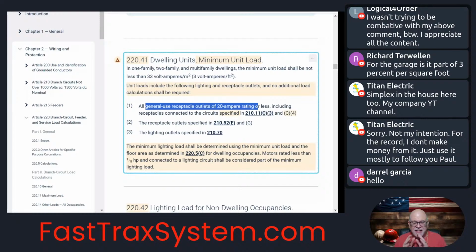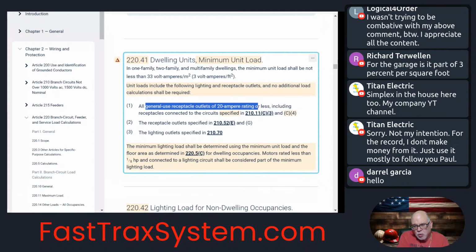Okay, so that's not the same as the required at least one 20 amp branch circuit to the bathroom. We're talking about a load calc here. And so we don't have to account for any additional VA for that garage. We don't have to count any additional VA for that bathroom.